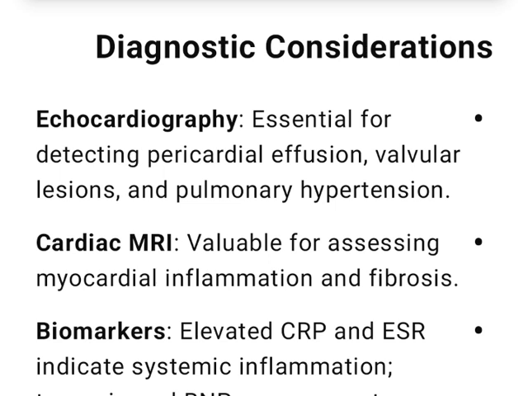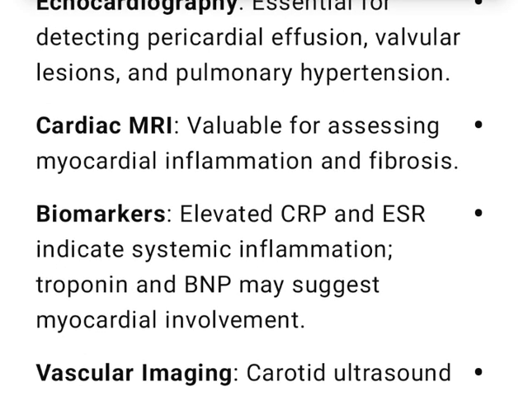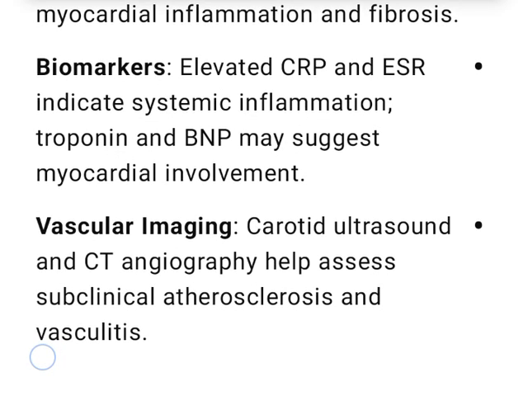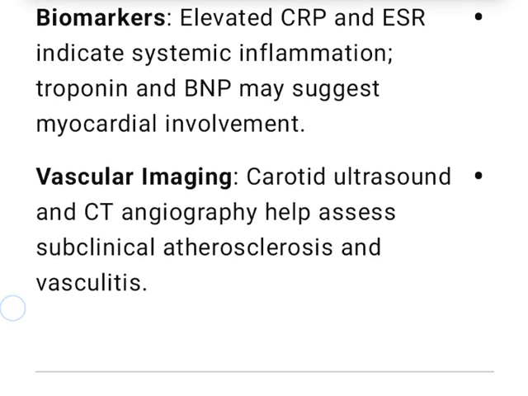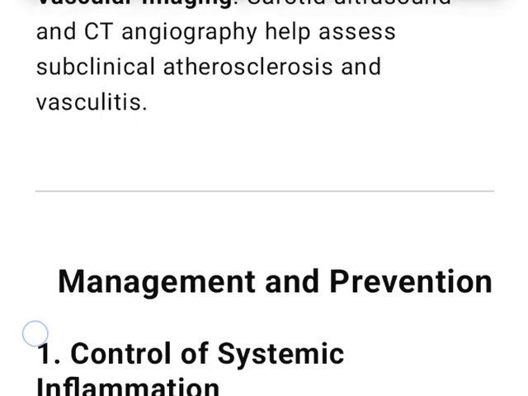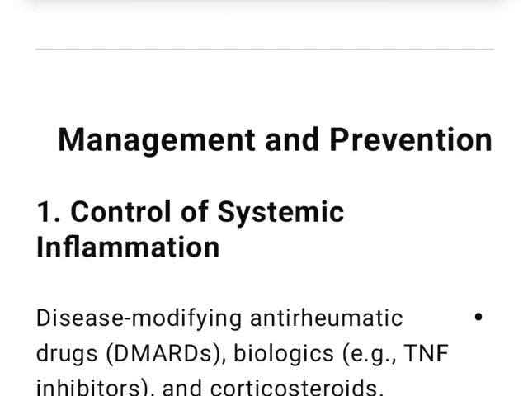Diagnostic considerations. Echocardiography: essential for detecting pericardial effusion, valvular lesions, and pulmonary hypertension. Cardiac MRI: valuable for assessing myocardial inflammation and fibrosis. Biomarkers. Elevated CRP and ESR indicate systemic inflammation. Troponin and BNP may suggest myocardial involvement. Vascular imaging. Carotid ultrasound and CT angiography help assess subclinical atherosclerosis and vasculitis.